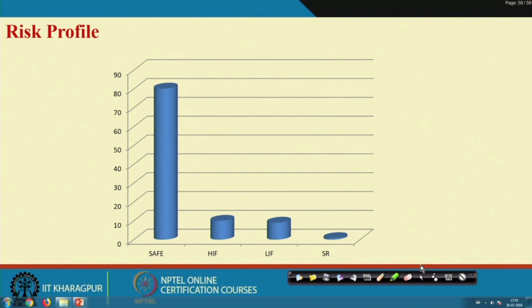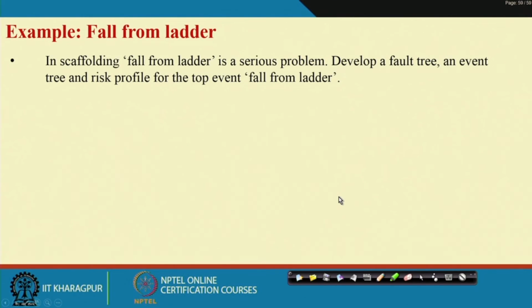So let us see now what happened. We now know the event tree. You have already seen the fault tree. I will give another example where both event tree and fault tree are combined. Suppose our situation is scaffolding fall from ladder, and we want to develop a fault tree and event tree and risk. So let us see what we are doing here.